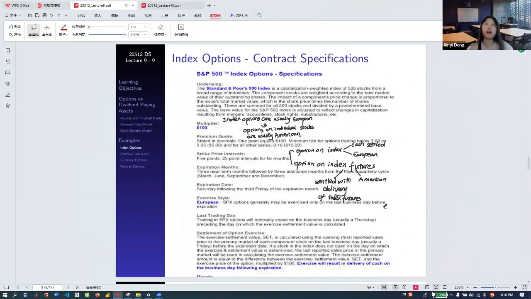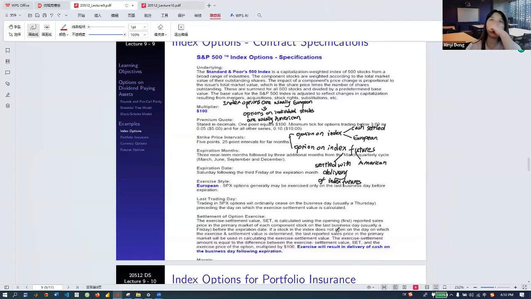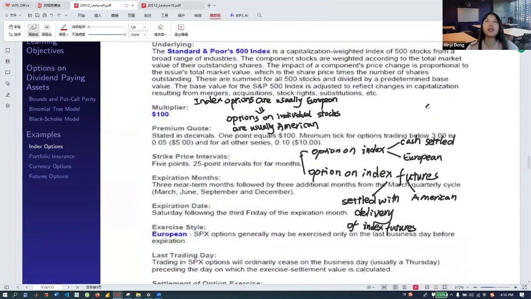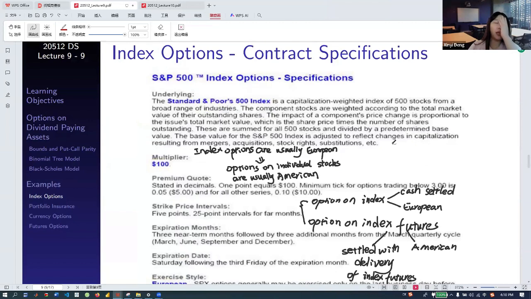Now we have a specific example of index options. That specific example is S&P 500 index options. I will leave the details for you guys to read. It's basically the terms and conditions of the S&P 500 index options. Here I'll just quickly discuss some of the features.